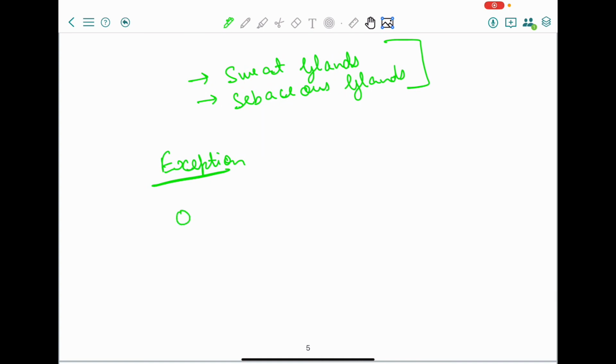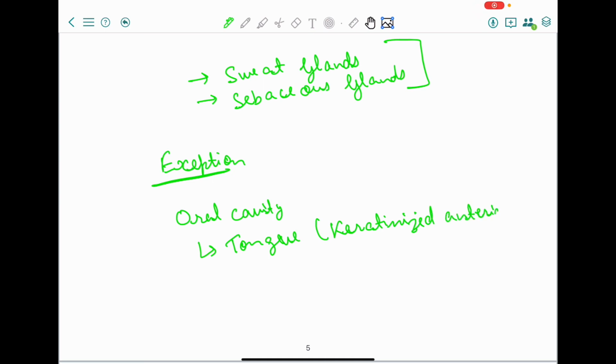So in the oral cavity, the tongue is keratinized anteriorly, and the hard palate. In the hard palate, some part is keratinized and some part is non-keratinized.